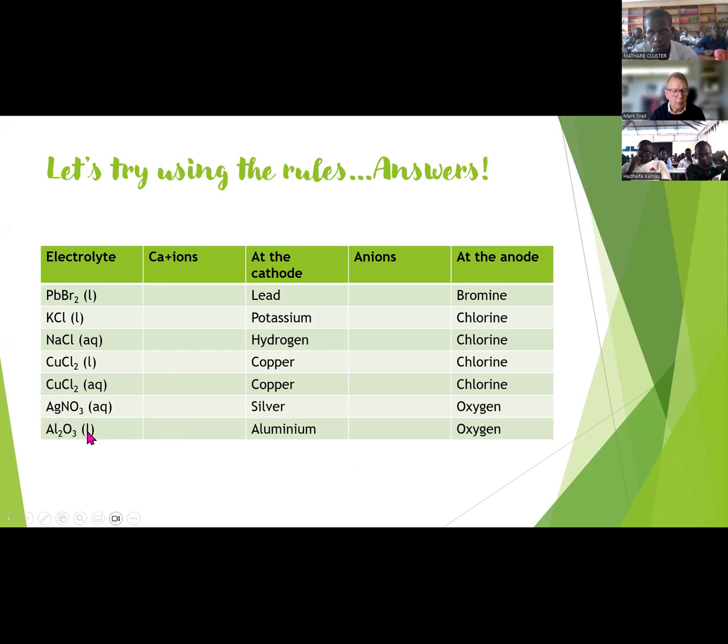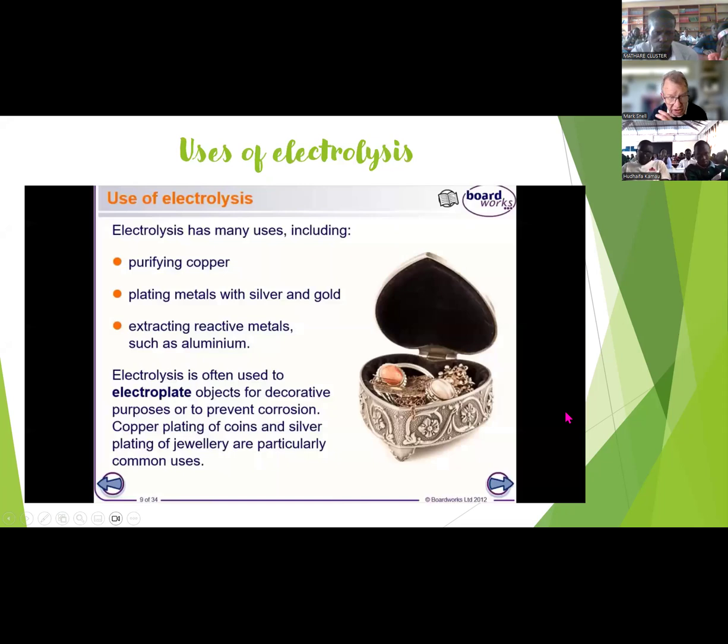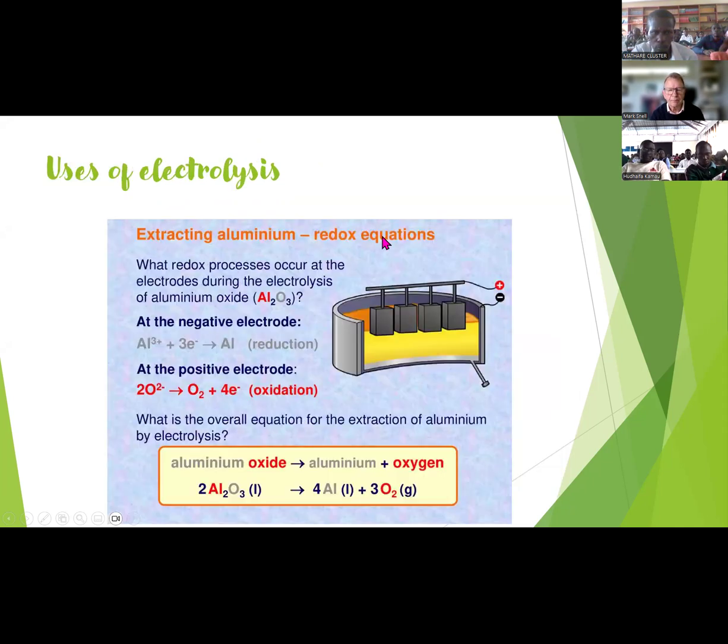Aluminium oxide, because it's molten, it can only be aluminium and oxygen. Okay. Now the uses of electrolysis I'm not going to go through, but there is plating, electroplating, and it is useful for people to think, oh yes, this is useful. There are some industrial processes.